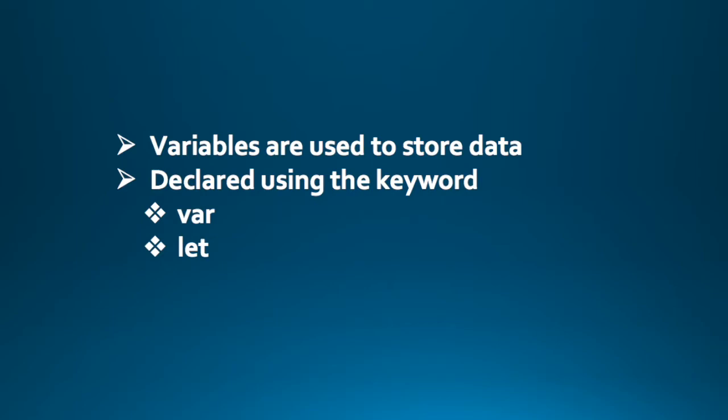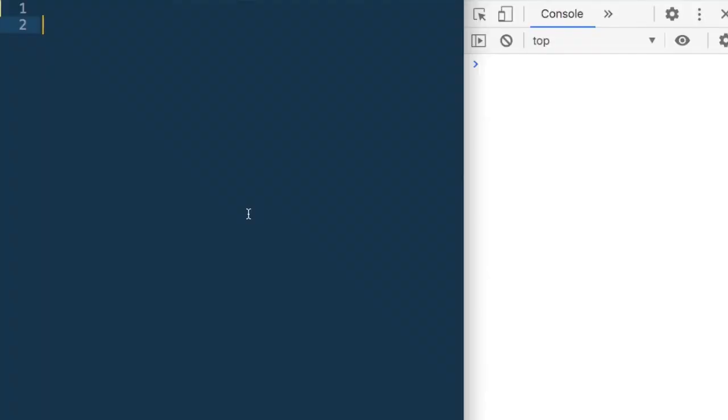So let us now look at a few examples of how to declare variables and what are the other rules associated with them. So like we discussed, we can declare a variable, say var name is equal to Jack. But as we said, the preferred option now is to use let. So we will use let. So let name is equal to Jack. So here we have declared a variable whose name is name and it stores the value Jack.